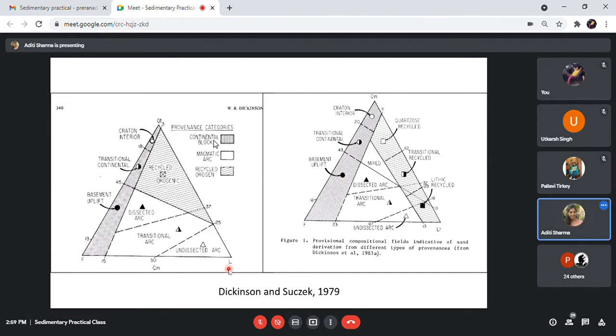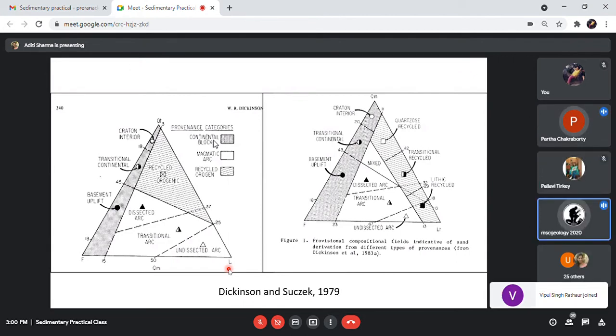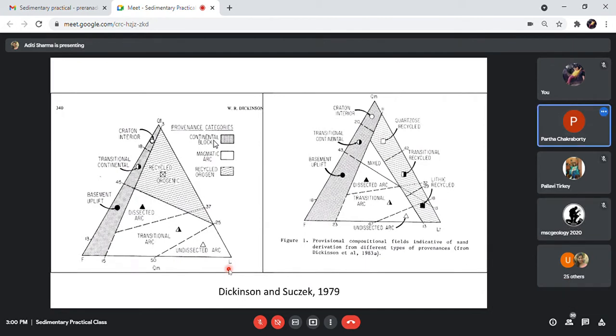Hello, sir. Sir, they have marked all the fields. Okay. Then ask them, do they have 2 sheets or 1 sheet only? Students, you have 2 sheets or 1 sheet only? We have 2 sheets. So if you have 2 sheets, also plot the QMFL diagram next.